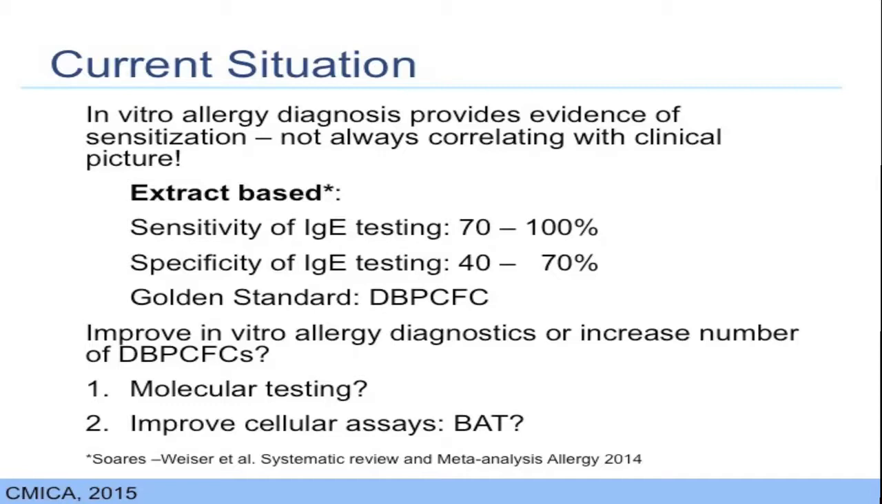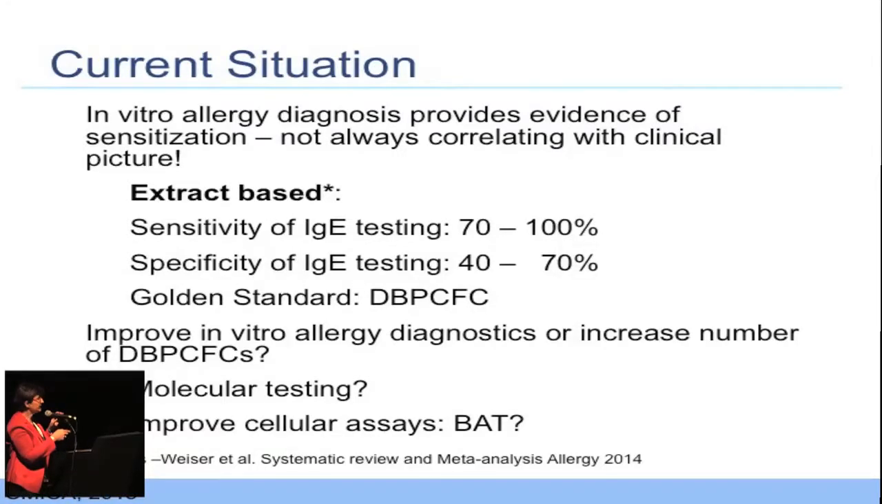But when we go to the extract-based in vitro diagnosis, we see that they are performing quite well. They have a high sensitivity depending on the source, between 70 to 100%, but the specificity, as you can see, varies dramatically, between 40 to 70%. And that's why the gold standard is still the double-blind placebo-controlled food challenge. So the question is, how can we improve this in vitro diagnosis? Is molecular testing an option?